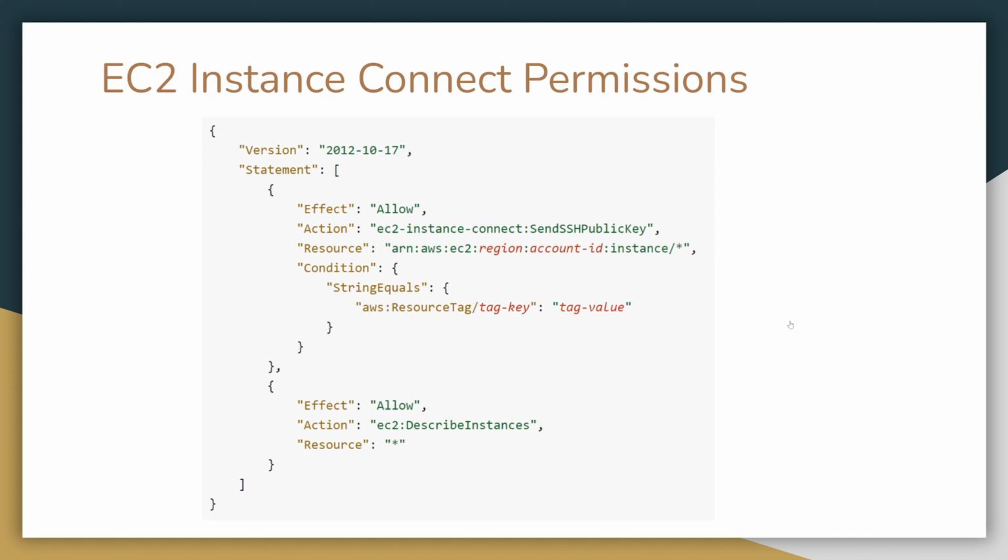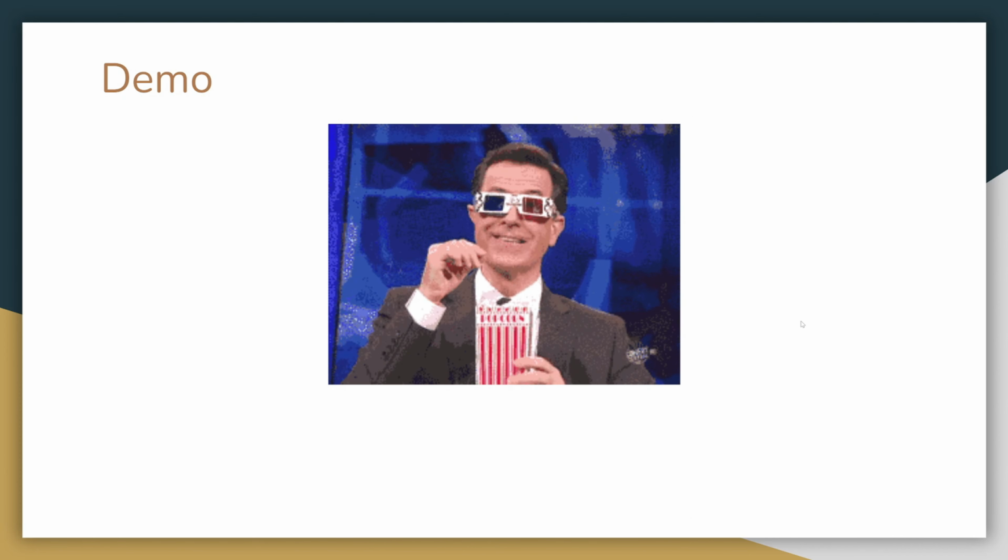The second statement allows user to describe EC2 instances. This permission is needed if users will be connecting using the console. However, if your users will use only SSH client to connect to your instance, you can omit EC2 describe instances action. All right, let's jump into the demo.